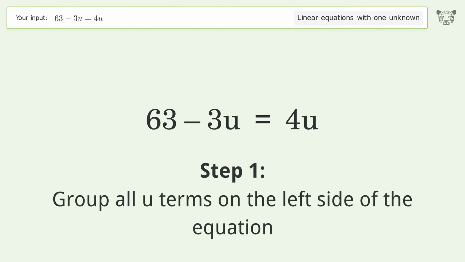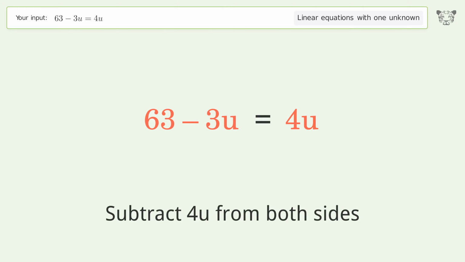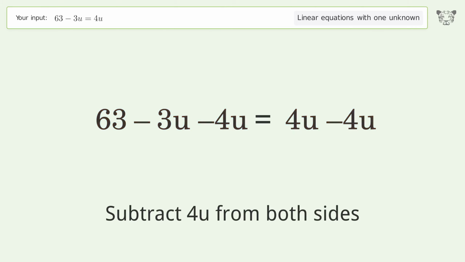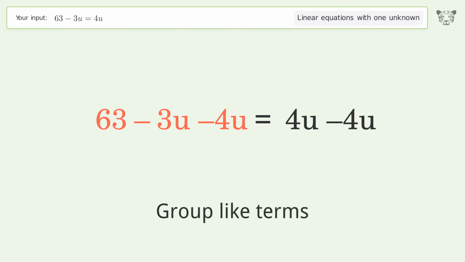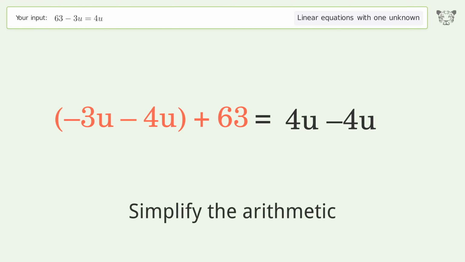Group all u terms on the left side of the equation. Subtract 4u from both sides. Group like terms. Simplify the arithmetic.